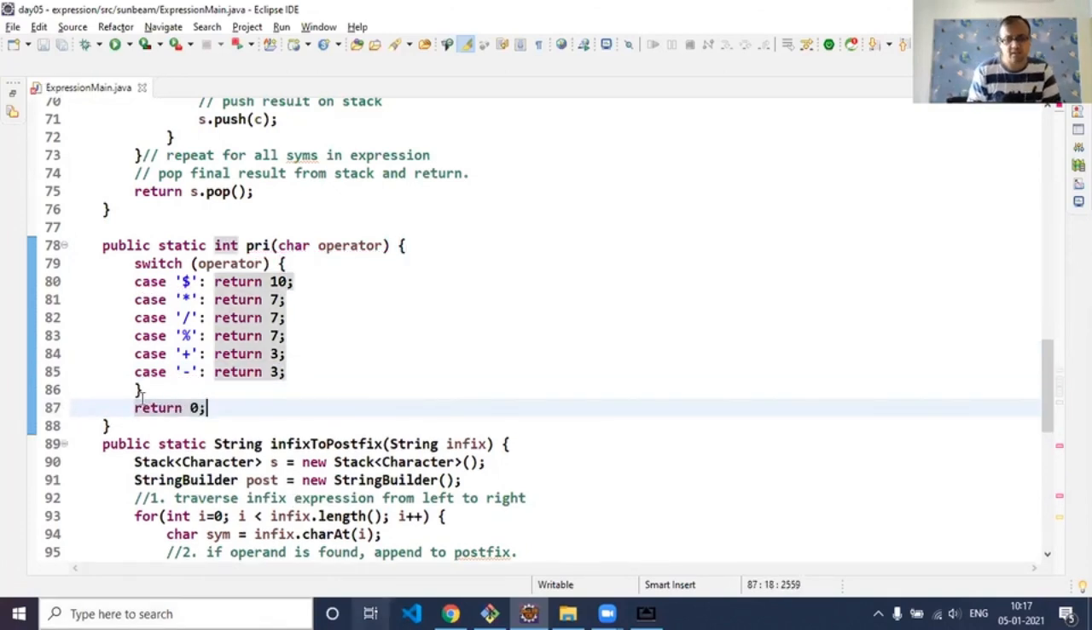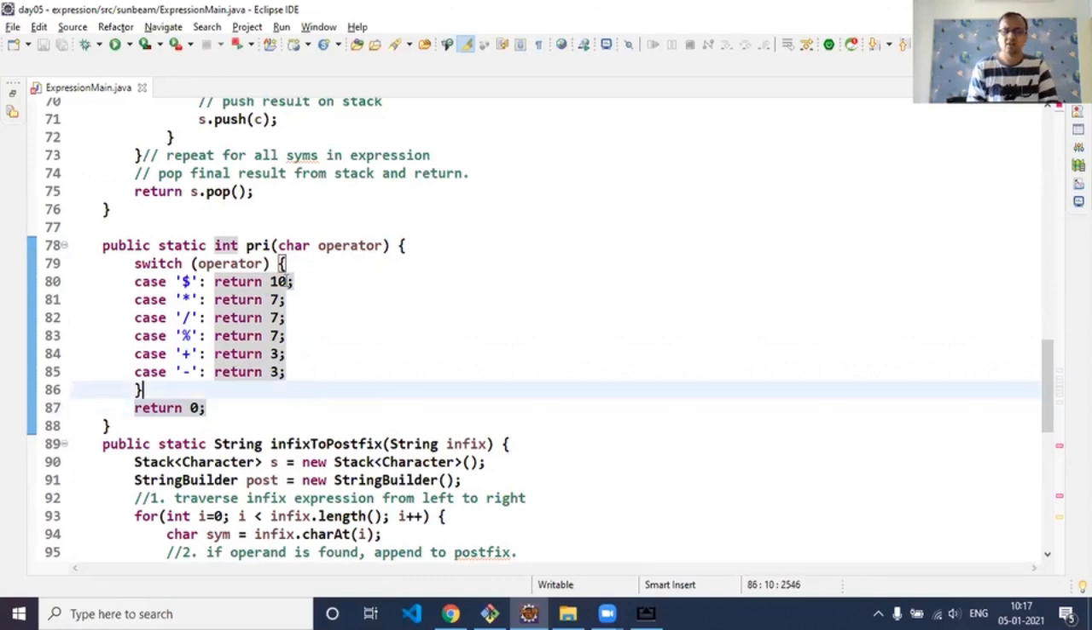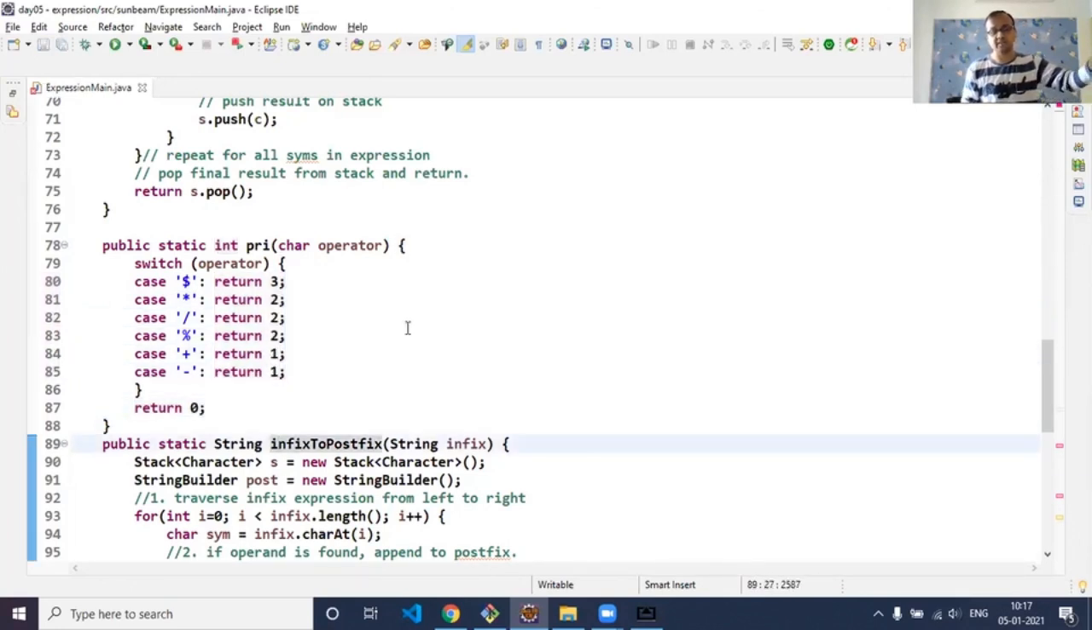Now you ask the question, sir, why did you write these 10, 7, 3? To be frank, you can even write 3, 2, 1 here. There is absolutely no problem. Choice is yours. The numbers are not important. I'm telling you again, numbers are not important. Do not consider the numbers.